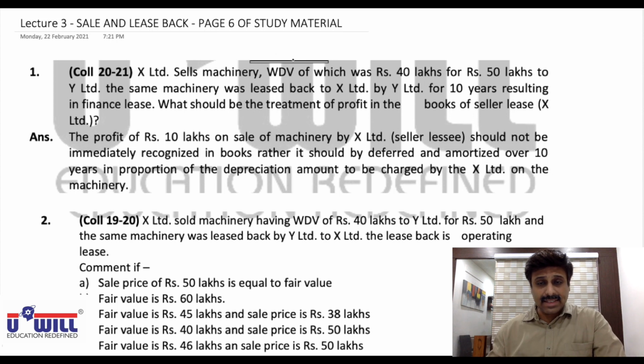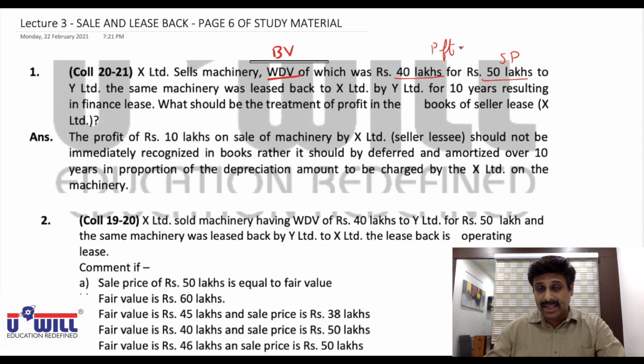Yes, now let us understand the same things with the help of the questions. All of you look at page 6 of your study material. You'll find these questions. X Limited sells machinery, WDV, which means book value, of which was rupees 40 lakhs, for rupees 50 lakhs, which means sold for 50 lakhs is the selling price, to Y Limited. So you can see there is a profit of 10 lakhs. The same machinery was leased back to X Limited by Y Limited for 10 years, so it's a sale and lease back transaction resulting in finance lease.